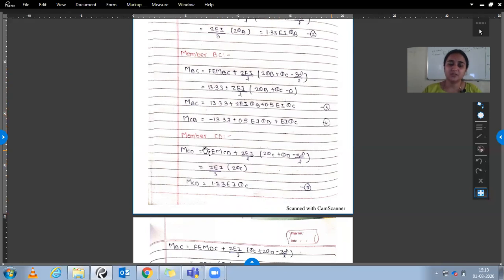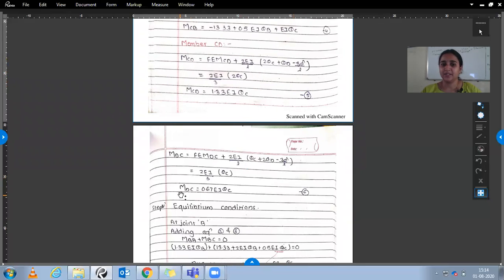Then moving towards the member CD, because there is no load on that particular column CD, FEM CD is 0. Delta D is 0, theta D, the rotation at D, is 0, the deflection at D is 0, so we'll get the remaining term as equation number 5, and similarly we'll get MDC as equation number 6.